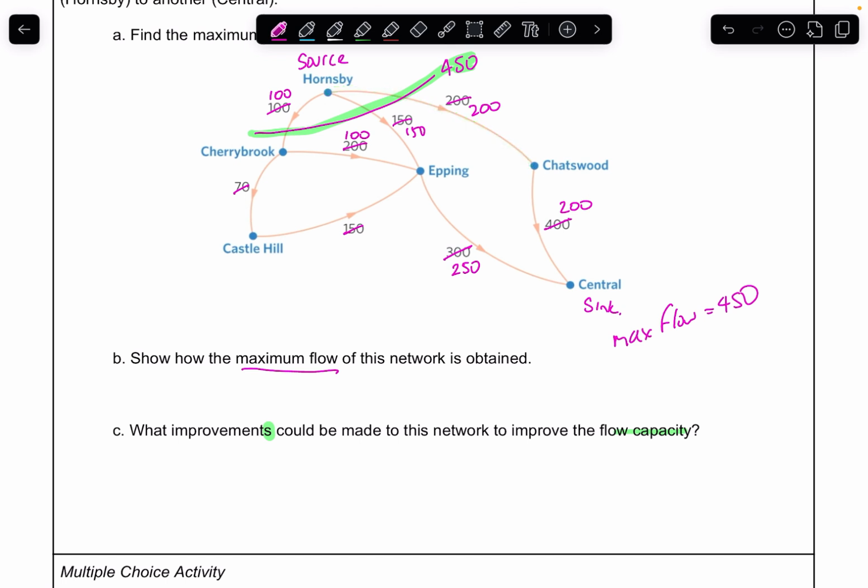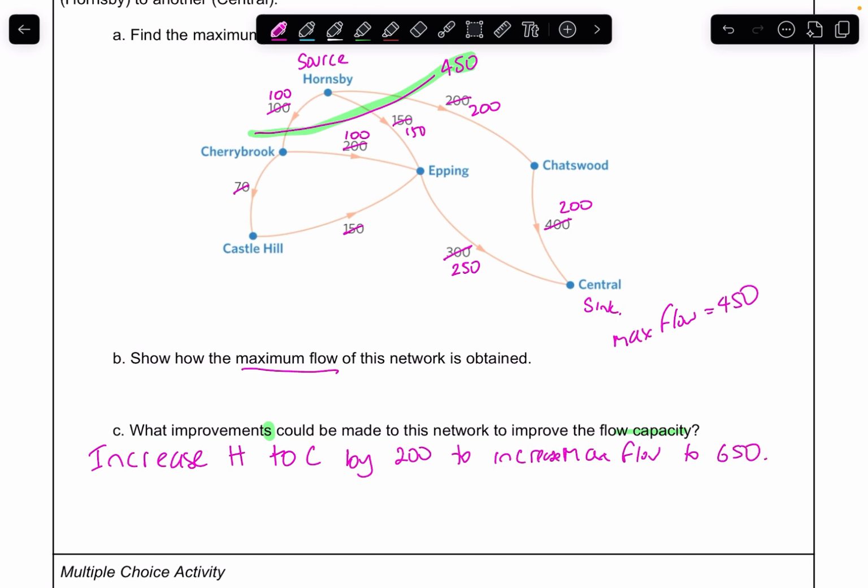So let's write that. Increase H, I'm just going to write it abbreviated. You can't, but I'm going to. Otherwise it'll take me forever. By 200 to increase max flow to 650. Okay.